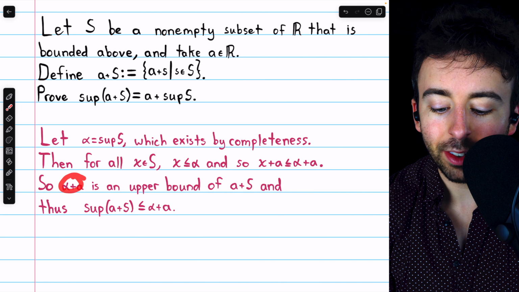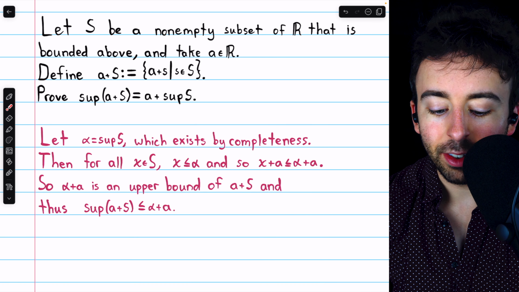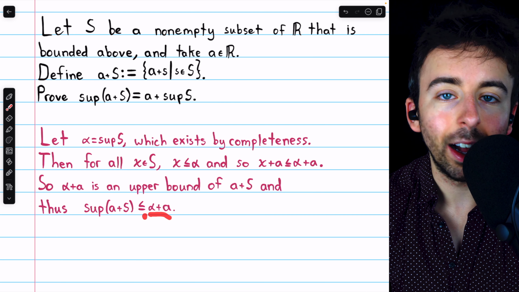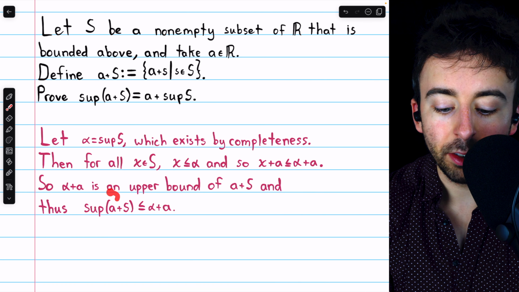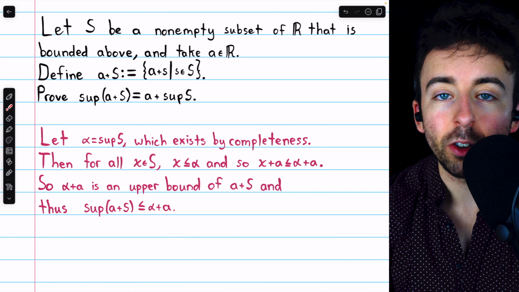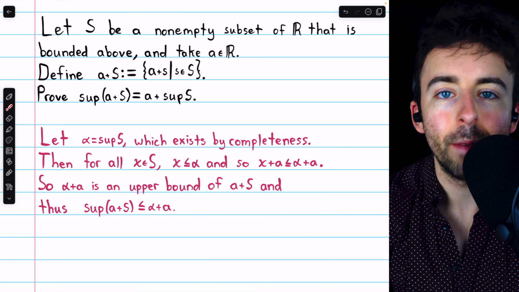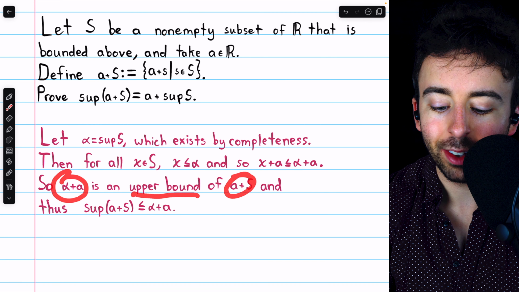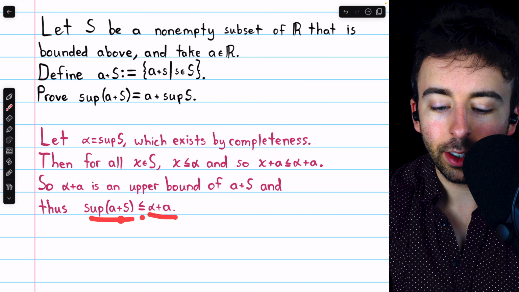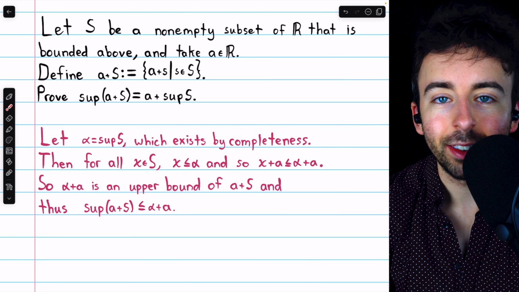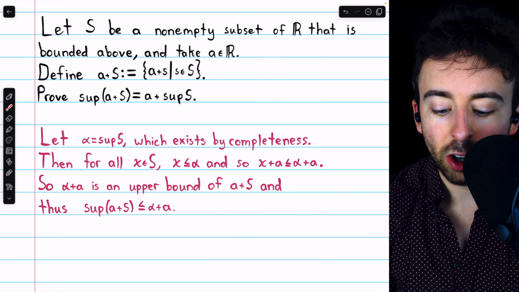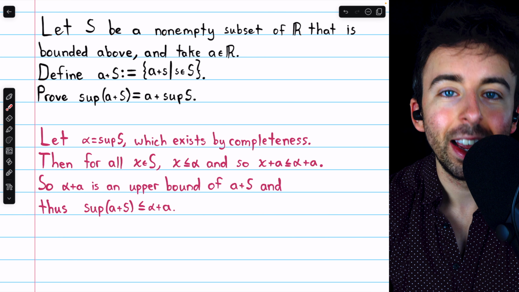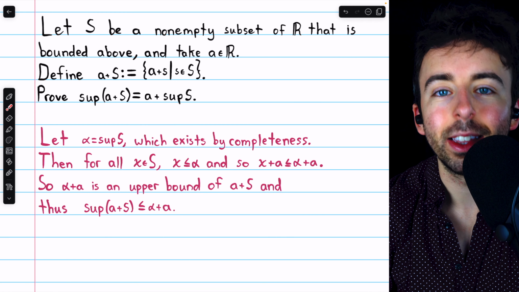Hence, we've shown that alpha plus a is an upper bound of a plus S, and so the supremum of a plus S has to be less than or equal to alpha plus a. This is because the supremum of a plus S is by definition the least upper bound of a plus S. Since we've shown that alpha plus a is an upper bound of a plus S, it has to be at least as big as the least upper bound of a plus S. All that remains for us to do is to show that alpha plus a is also greater than or equal to the least upper bound. Hence, it itself will have to be the least upper bound.